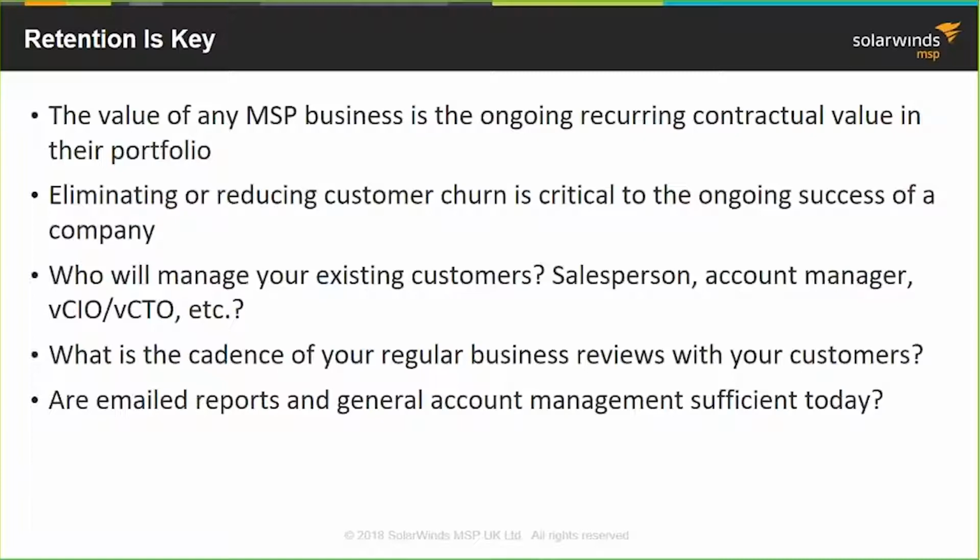So understanding that as we manage these customers, who's really managing the customer? Who's managing the relationship? Is it your salesperson? Is it a technical person? Is it you as the business owner? None of them are the right or wrong answers. It's really just understanding what your regular process is for delivering value to your customers, and understanding that emailing reports on a monthly basis doesn't really work anymore.